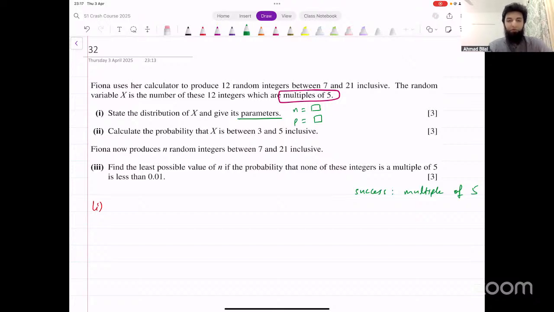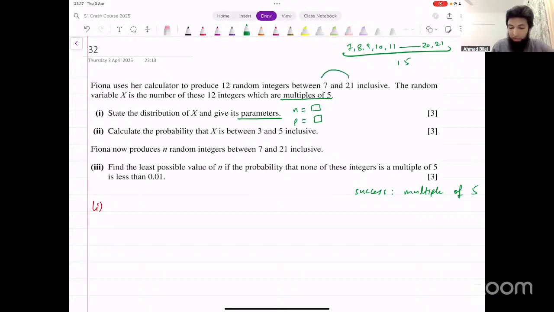How do we figure that out now? Let's find the probability first of all, because we will need that as well as the probability of success. We have numbers between 7 and 21. How many numbers are these? From 7 to 21, 7, 8, 9, 10, and then 11 to 20. These are like 10 numbers, and then 21. These are 15 numbers in total. These are not 14. These are 15.